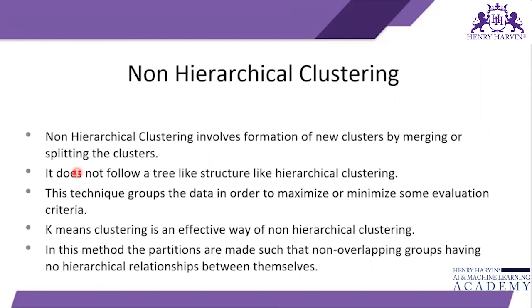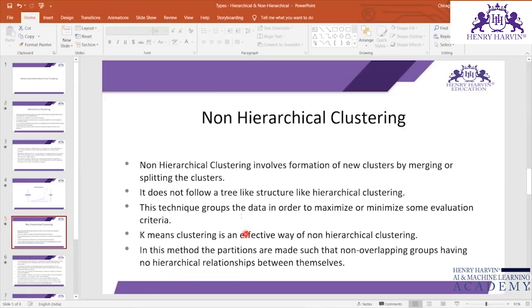in its backend. Its approach is based on some criteria, some equations or formats, according to which we have to minimize or maximize some criteria to get the required clusters. K-means clustering is one of the effective algorithms that comes under non-hierarchical clustering, and it makes non-overlapping groups.